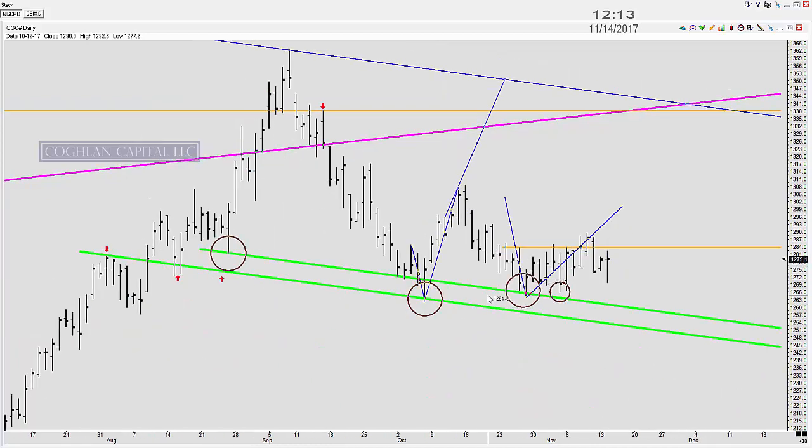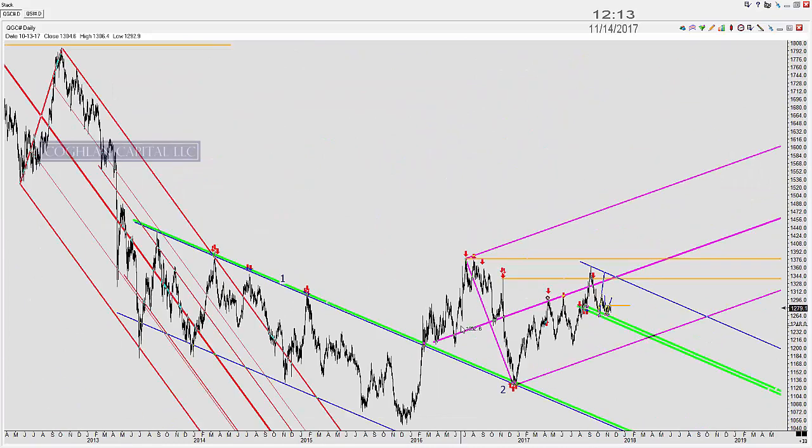So gold on a daily chart. Let me get back in. Gold daily chart. We've been looking for support here. And let me just zoom out for perspective. Okay, so this is perspective.